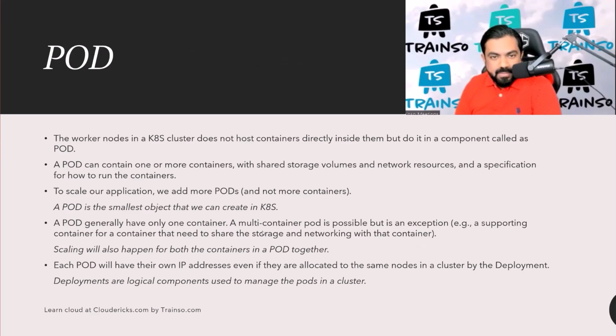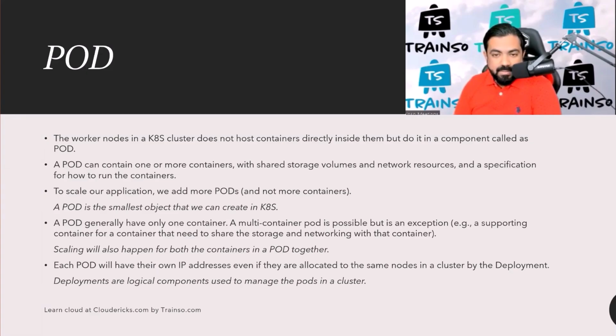Pod. The worker nodes in Kubernetes do not host containers directly inside them, but they do it in a component called a pod. So you have worker nodes, and within those worker nodes, you don't directly launch your containers, but you launch your containers within a component called a pod. A pod can contain one or more containers, and all these containers within a pod will share the storage volumes, network resources, and a specification for how to run these containers.